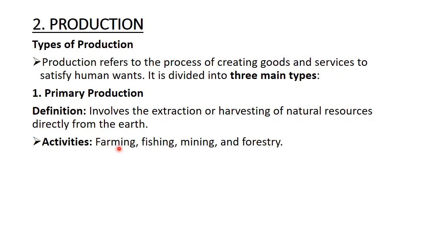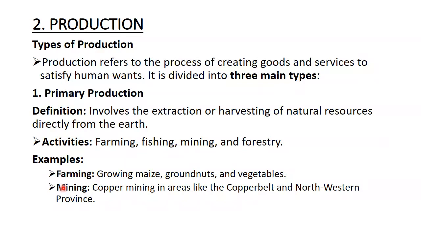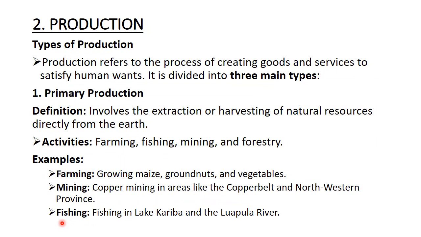This includes farming. When you are farming, you are getting, for example, maize direct from the field. The field is part of the earth, so you are getting direct from the earth. So that's primary production. Fishing, primary production. Mining, primary production. And forestry, these are primary production. Examples: growing maize, groundnuts, and vegetables for farming. For mining, copper mining in areas like the Copperbelt and Northwestern Province. And fishing, like fishing in Kariba and the Luapula Province.